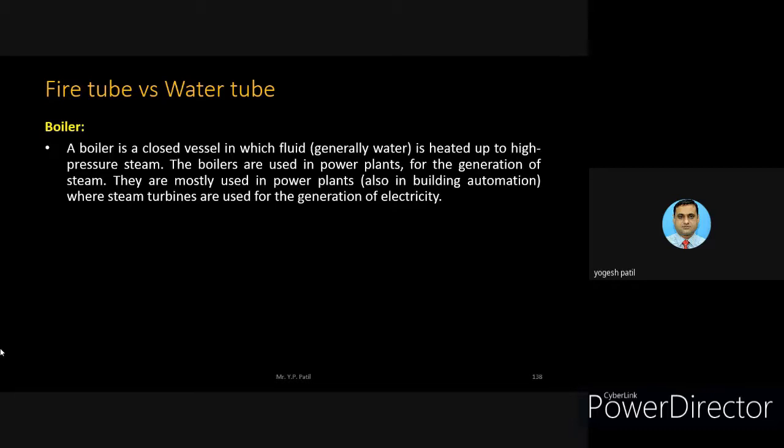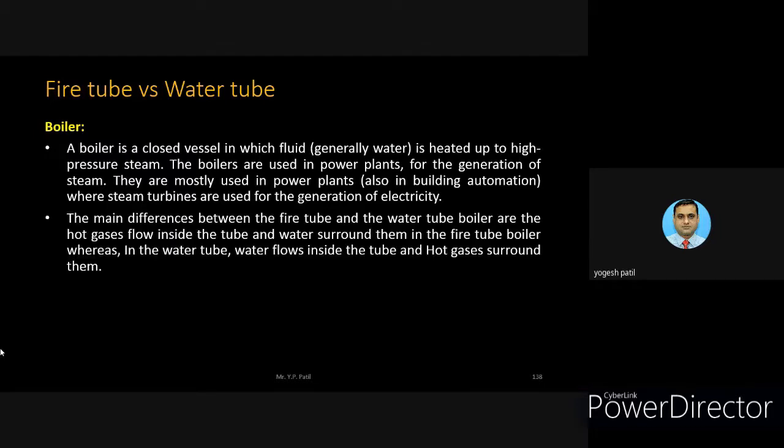To give warm air that is circulated to different zones and different rooms of the building, it is essential to warm it with the help of a boiler first, and then it is circulated throughout the building. As we are well aware of the purpose of a boiler, it generates steam at a high pressure, and it is most commonly used in power plants as well as in building automation.